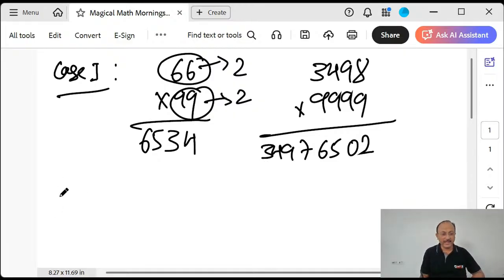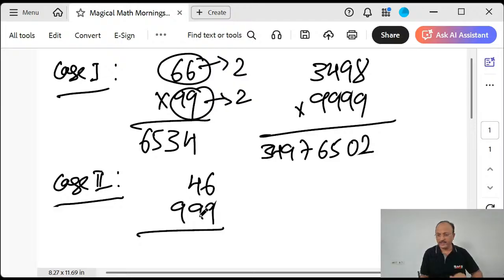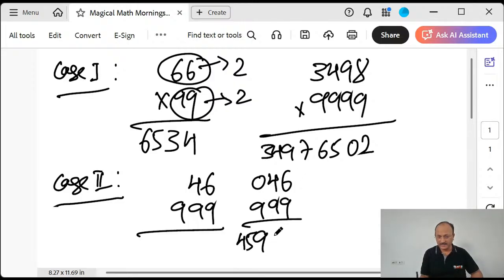Now, case two, which we also learned yesterday, is when the number of digits of the multiplicand is less than the number of nines. For example, 46 into 999. In this case, we rewrote it as 046 into 999 to avoid this digit. How do you write this? 045. Then write the all from 9, last from 10. Correct? 954. This was the second case.